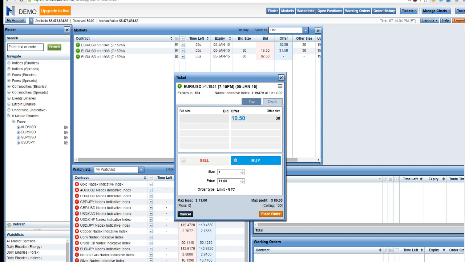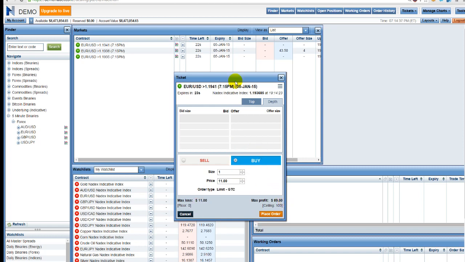Okay. All right. So whatever I buy it for, that's my risk. $10.50. Pretty simple. What is my profit potential? It's $100 minus my risk. So if I bought it for, if we just stay with the same number of $11, the maximum value of the contract is $100. So 100 minus 11 is $89. There you go. And it'll even show you that inside the ticket. Max loss, $11. Max profit, $89. Right there.